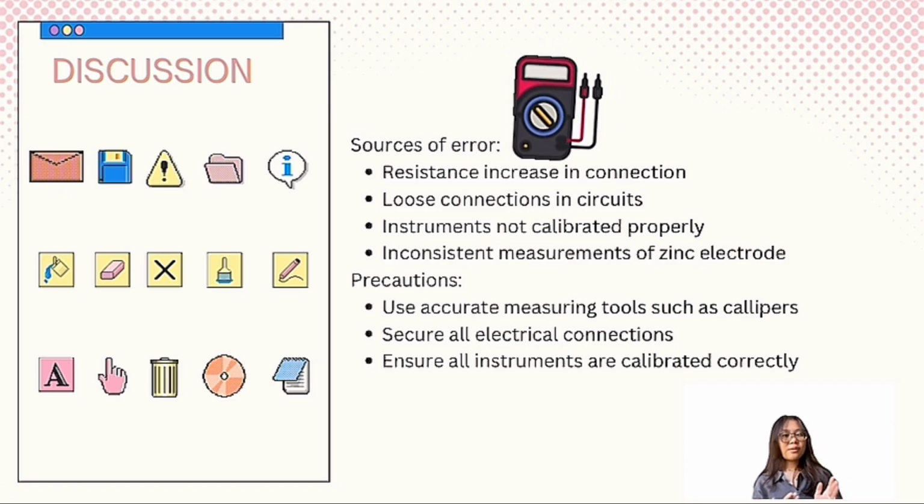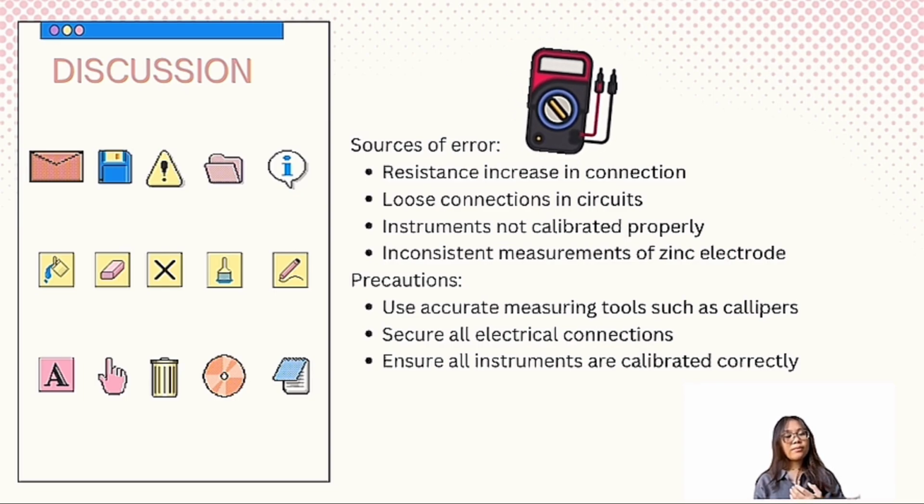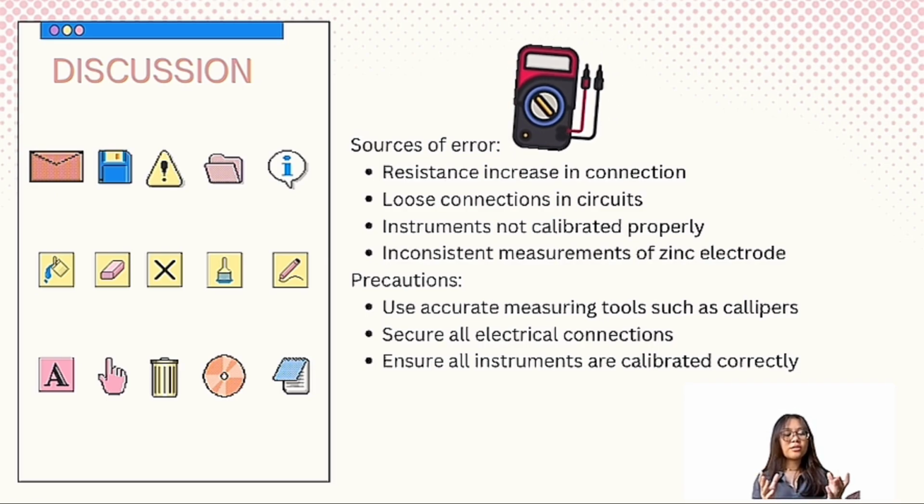The precautions that can be taken are using accurate measuring tools such as calipers to measure the electrode area, securing the electrode connections tightly before starting the experiment, and ensuring that all instruments are calibrated properly before taking any readings.